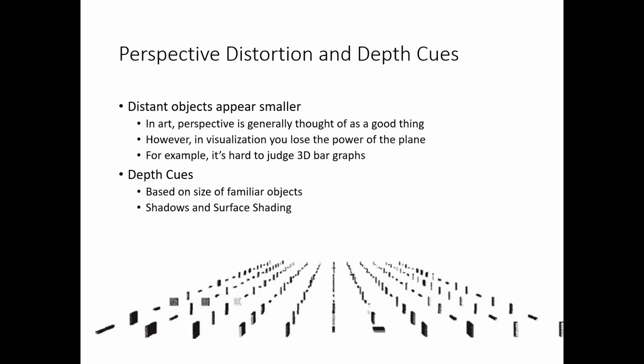Depth cues are based on the size of familiar objects. So how big are these that you're seeing here? Well, there's no familiar object on which we can base this. What is the unit on which we're basing our visualization here? And it's also good to have shadows and surface shading. And again, you don't really see shadows or shading here to give you that idea of depth.